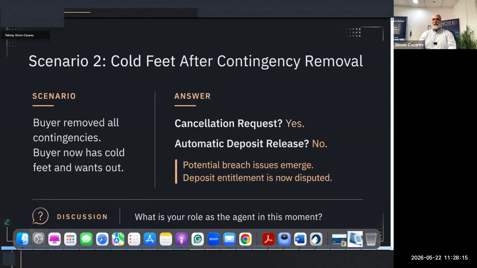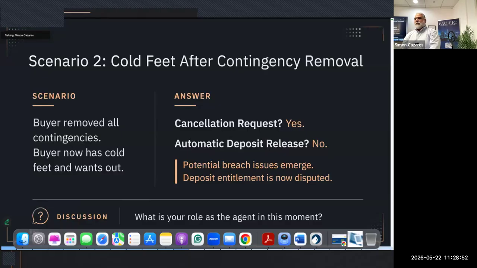Scenario number 2, cold feet after contingency removal. Buyer removes all contingencies. Buyer now has cold feet and wants out. Okay. Cancellation requested? Yes. Automatic deposit release? No. Right? So think about this. You're the buyer's agent. Buyer released all contingencies in good faith that they want the property. And then all of a sudden, they got a shock of what their mortgage payment is going to be. I'm going to what? Pay that amount? No way. That's too much. I don't know how I'm going to pay. I want to cancel. All right. We'll send the cancellation. Okay. There's nothing you can do about it.